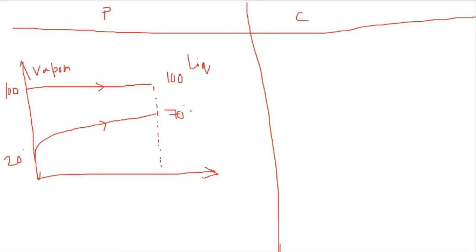Just an example. Now here, if you are asked to find out theta 1 value, can you tell me theta 1 value in this case? What is theta 1 value? 80 degrees Celsius. Okay, theta 1 is equal to 80, and what is theta 2 value? 30 degrees Celsius. Theta 2 is equal to 30.